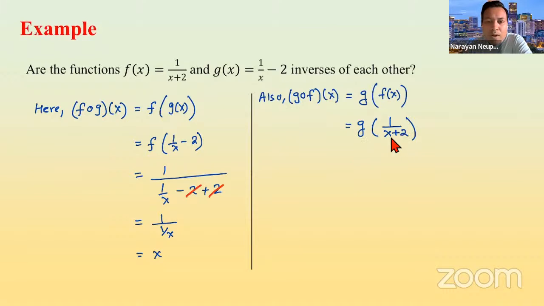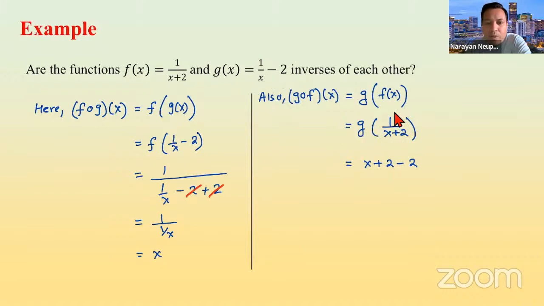So we have g of 1 over x plus 2, because f of x is 1 over x plus 2. Now we have to evaluate this function g. Function g is the reciprocal of x, minus 2, right? So whatever value is here, we have to take the reciprocal. Reciprocal of 1 over x plus 2 is x plus 2, then we have a minus 2. How does the function g work? Whatever x is here, it will take the reciprocal of that and then subtract 2. That's how that function machine is working.